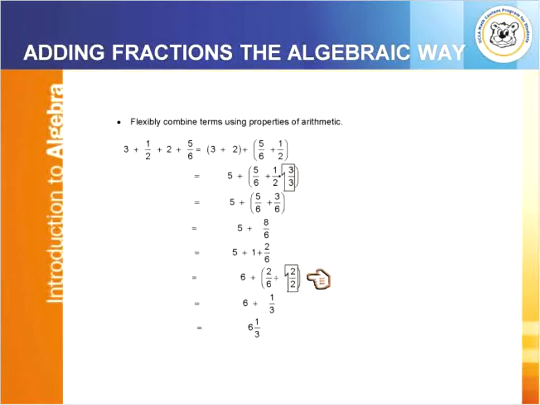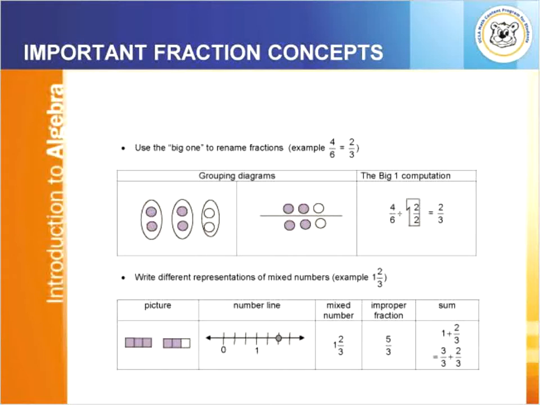And then in line 6, here we see the big 1 again. Now instead of multiplying by 1, we're dividing by 1. And finally in lines 7 and 8, once again, we're using our fraction concept skills to combine 6 plus 1/3 to get 6 and 1/3. So this is what it would look like algebraically. This is the procedure that one would use if they were combining fractions that were algebraic or rational number fractions as well. Okay.